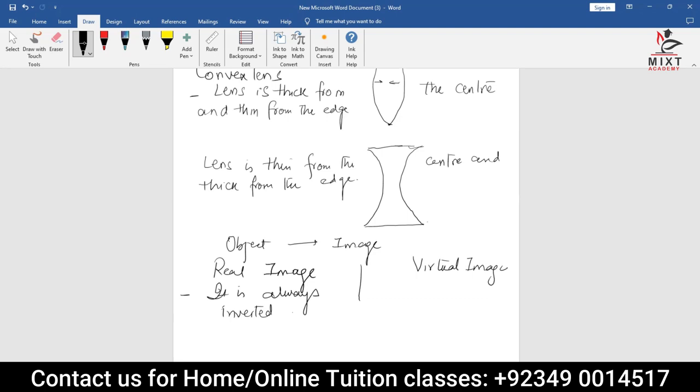If your retina made those images inverted, what's your answer for this? Yes, students. Because if the image is real, and definitely our eye made a real image, how come the inverted image can be seen straight? Remember that our mind makes it straight. So our eye makes an inverted image because it makes a real image. A virtual image is always erect.